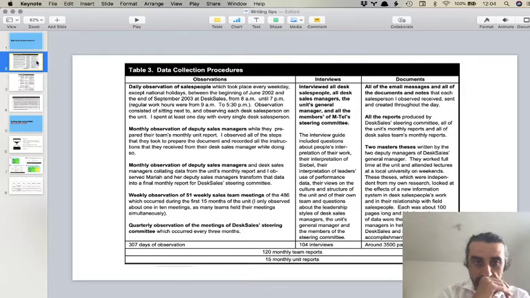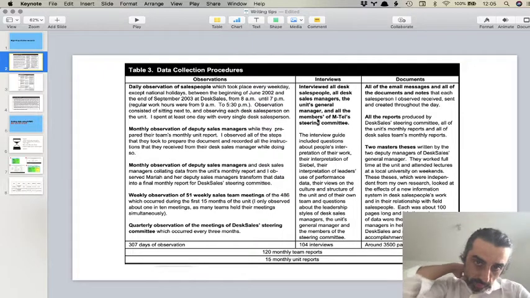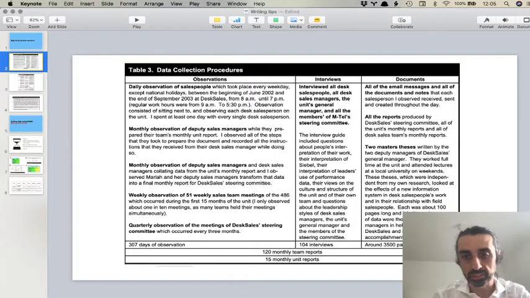This is the summary table of the data collection procedures for my 2013 MIS Quarterly paper on the dramaturgical model of the production of performance data, okay? If you look at the top part, you see daily observation of people. This is like a vanilla ethnography, right? I was there every day from 8 a.m. till 7 p.m. and so on and so forth. I interviewed everybody and so on.